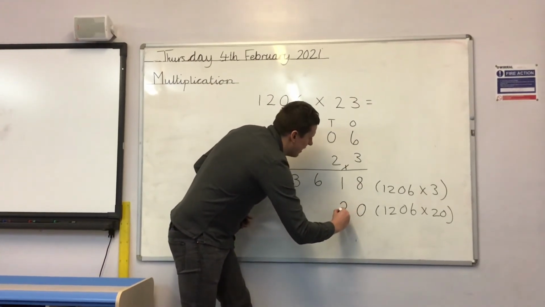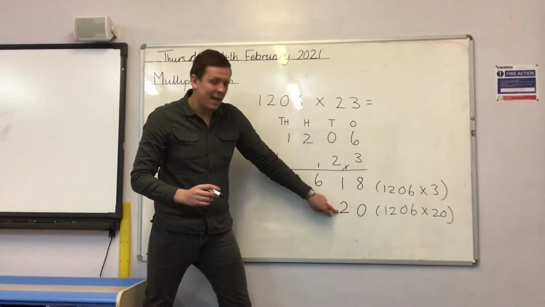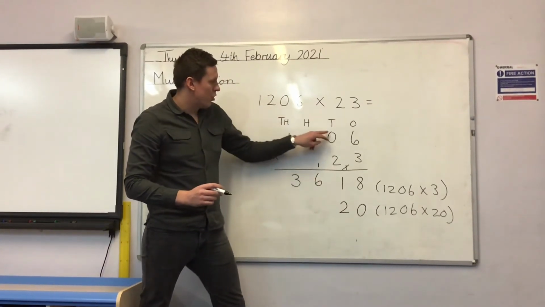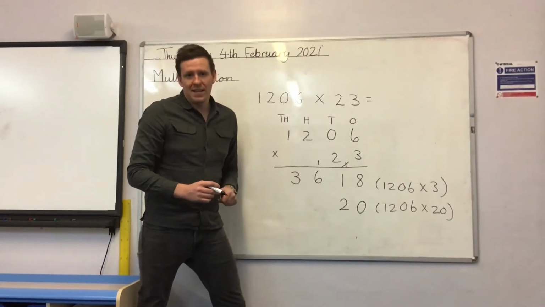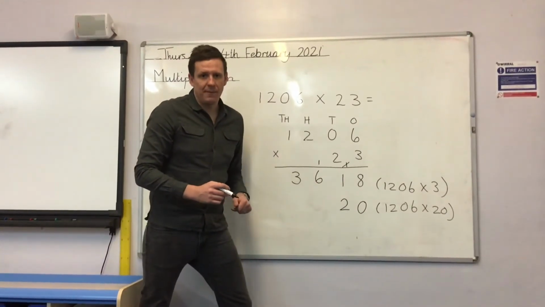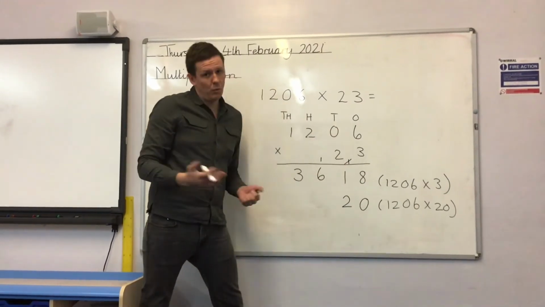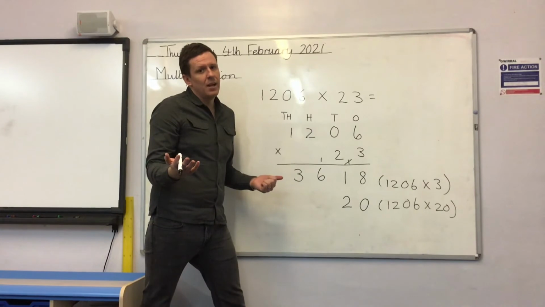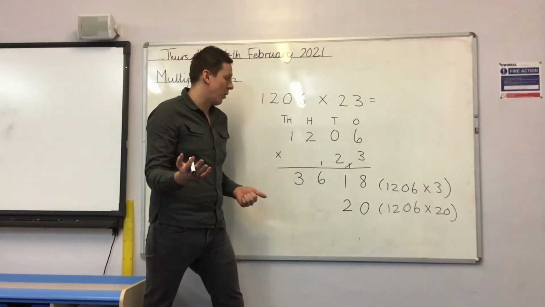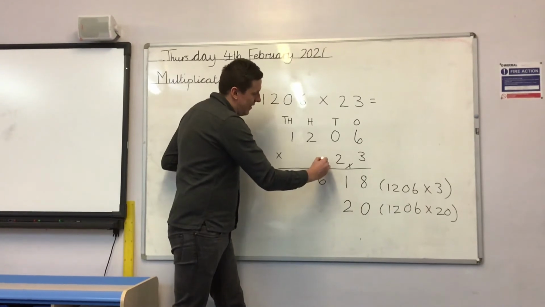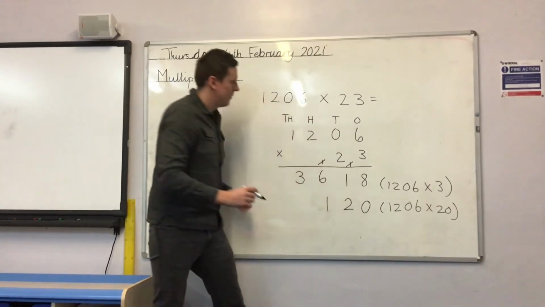So I'll put my 2 in, and I'll carry my 1. Notice though, that 12, the 1 is in the hundreds, and the 2 is in the tens, because 12 tens are 120. Next I'll do 2 times 0, which, as we've said before, Year 5, multiply anything by 0 and the answer is always 0. But you mustn't forget to add on the 1 that you've carried from before.